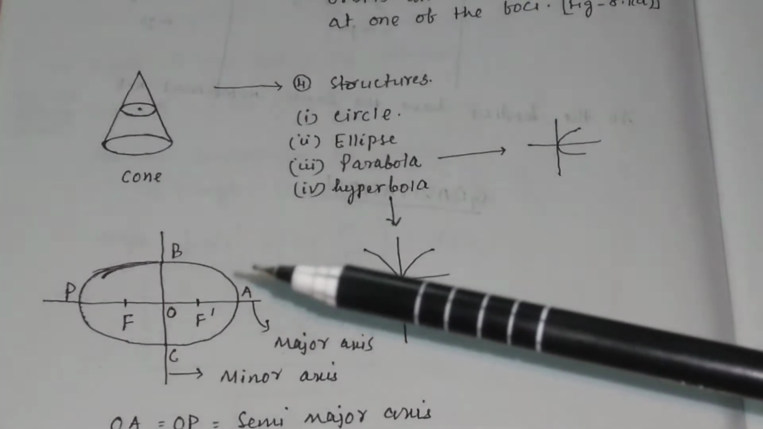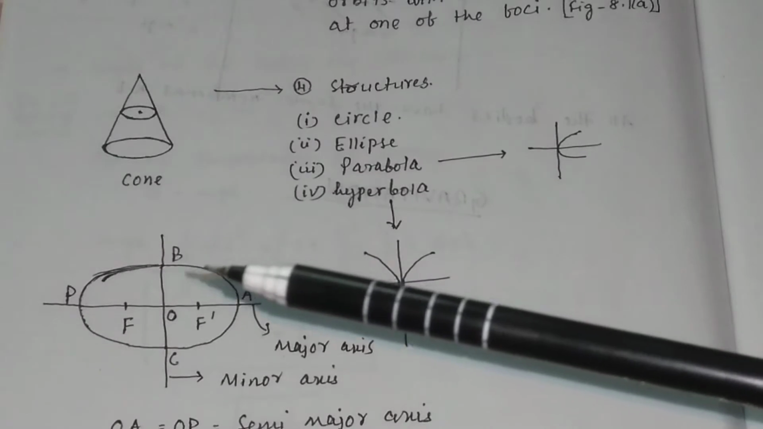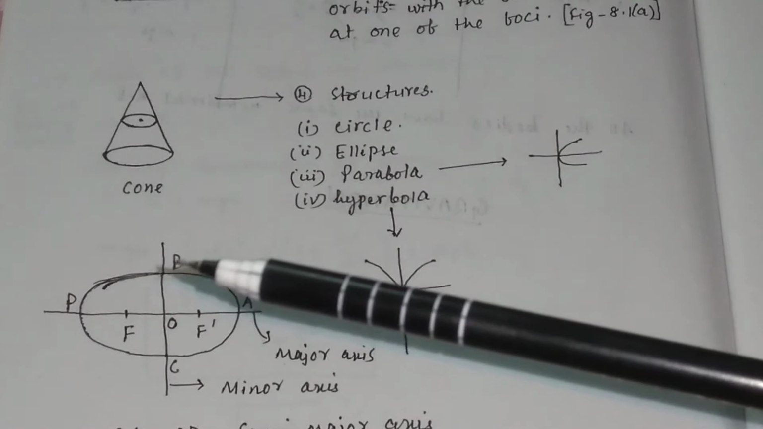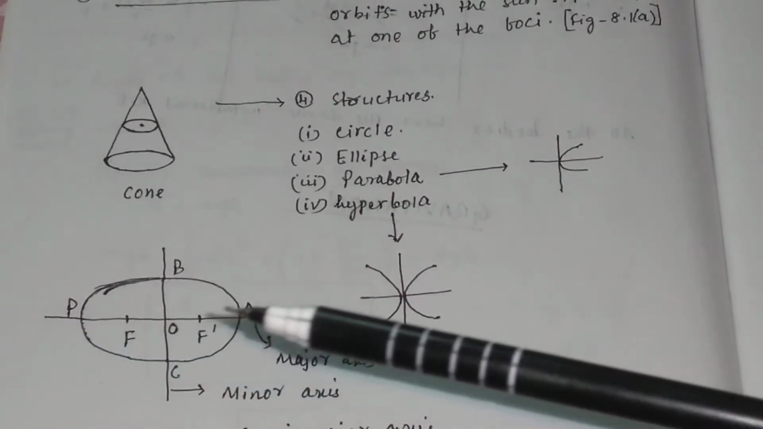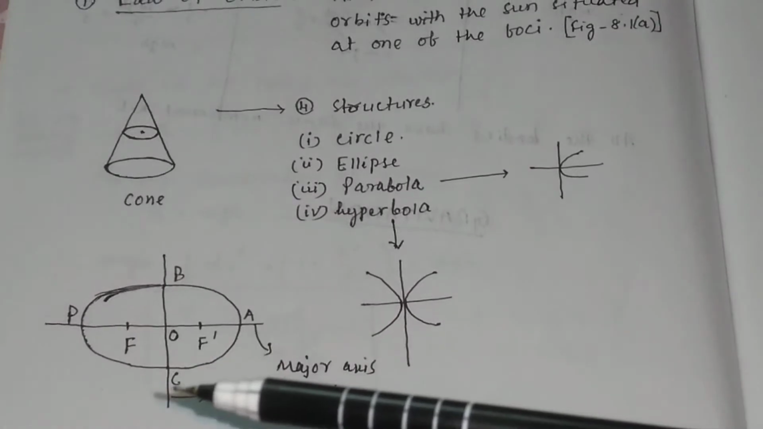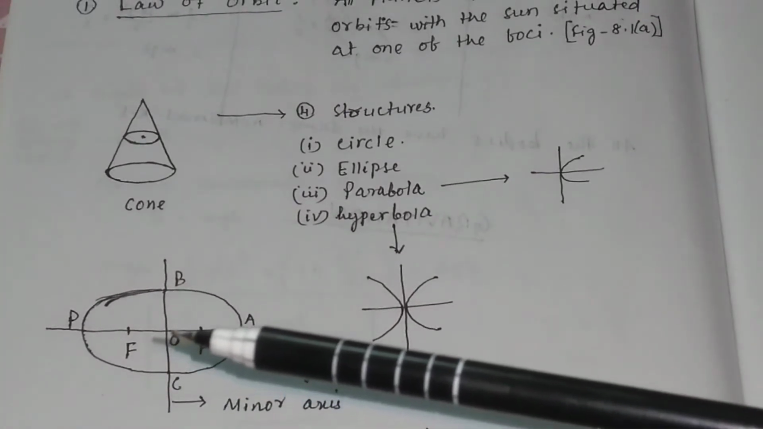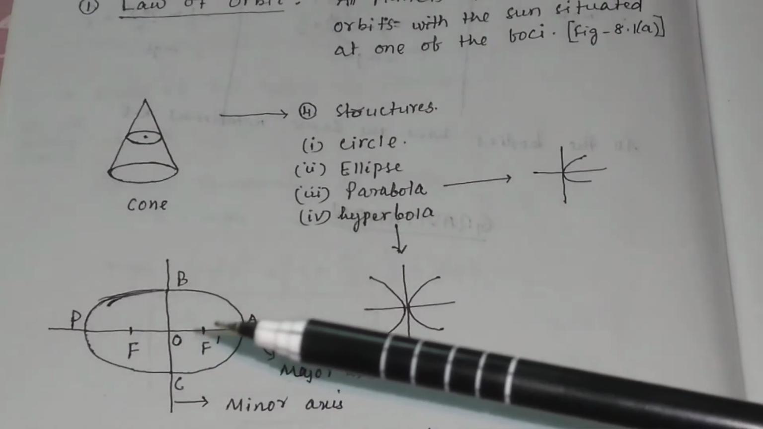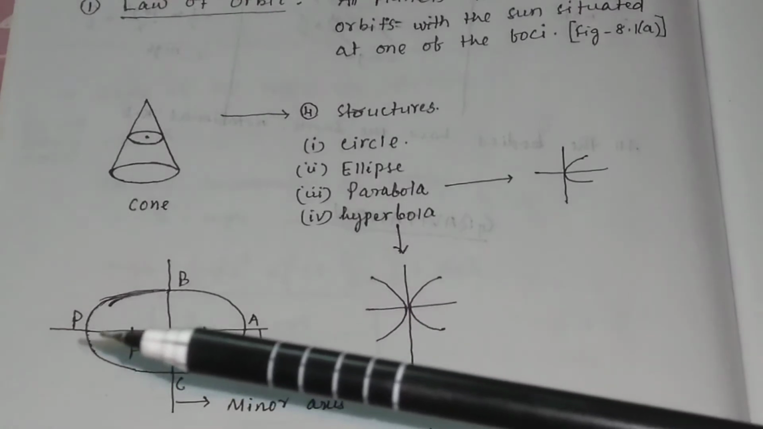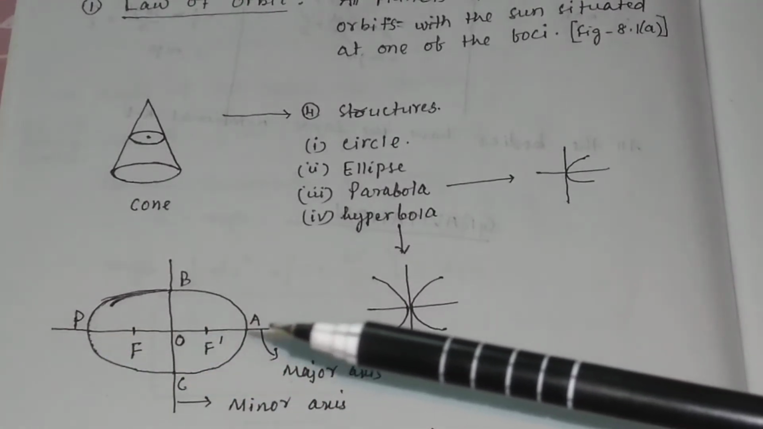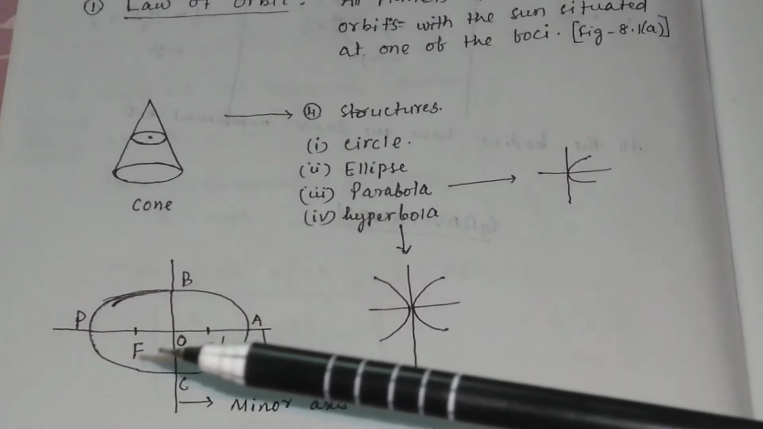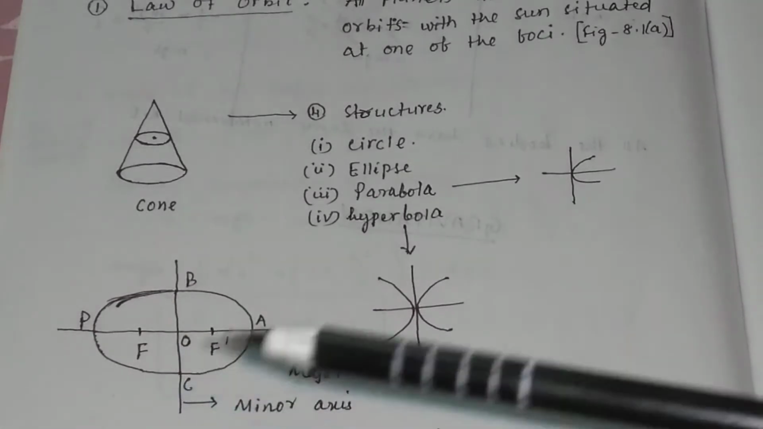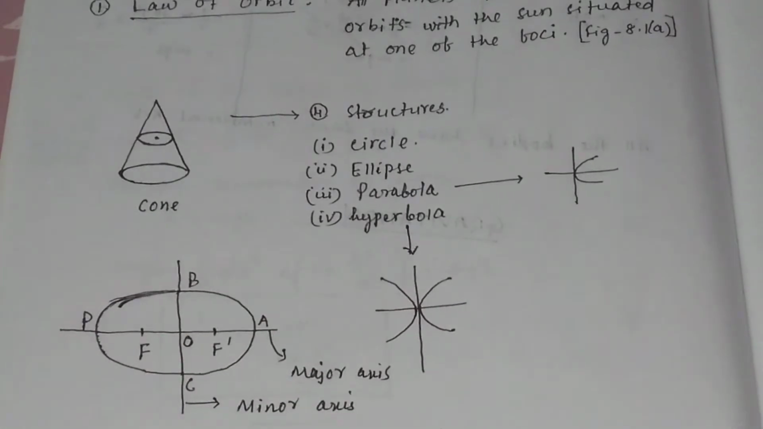Then what is an ellipse? The structure of an ellipse is like this. In an ellipse you have two axes. This is called the major axis, and this is called the minor axis, and this is the center of the ellipse. O is the center of the ellipse. F is a focus. F dash is also a focus, and half of the major axis is called the semi-major axis. From O to A or from O to P, they are called the semi-major axis. Similarly, from O to B or from O to C, it is called the semi-minor axis.